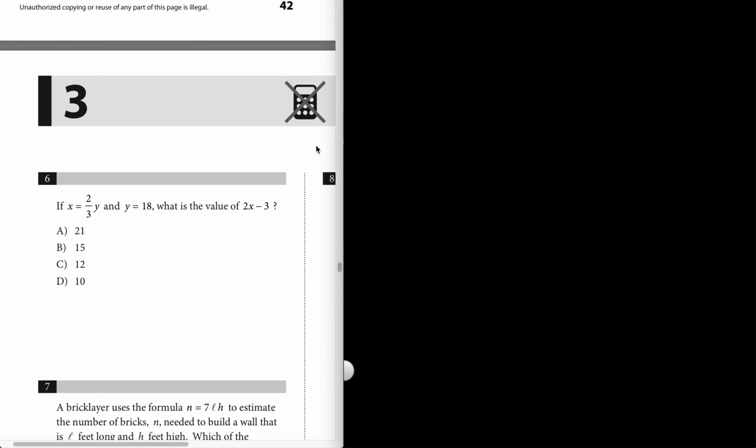Number 6. All right, so we have if x equals 2/3 y and y equals 18, what is the value of 2x minus 3? Okay, so in this case, they tell us x is equal to 2/3 of y, and then they tell us that y is 18. And then what they're asking us is the value of 2x minus 3. So what I'm going to do first is find x, and then I can just multiply that value by 2 and subtract 3 from it.